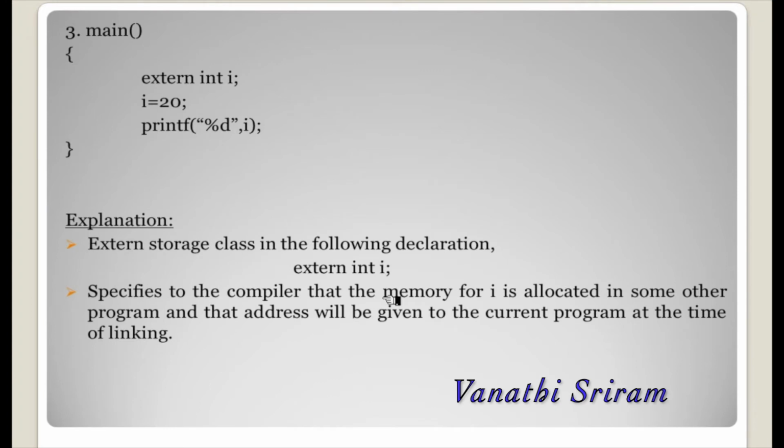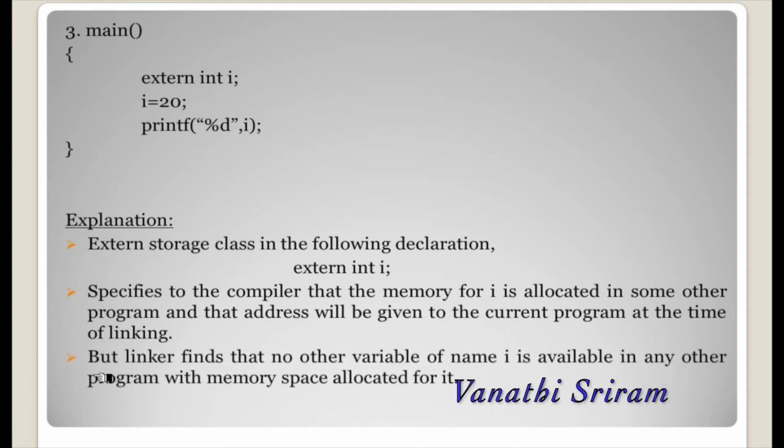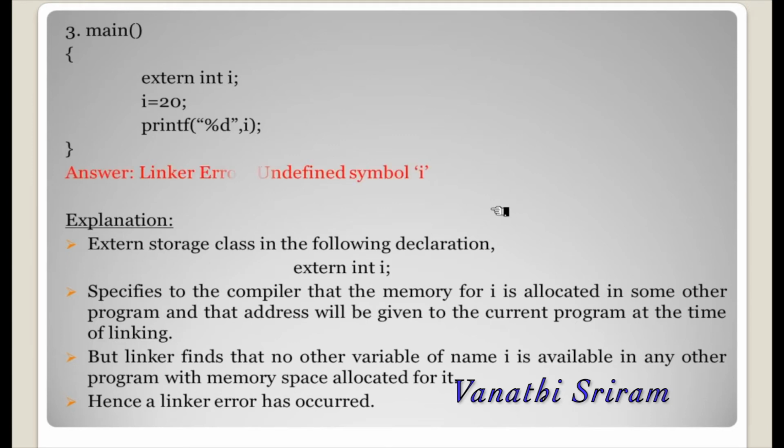The extern storage class specifies to the compiler that the memory for i is allocated in some other program and that address will be given to the current program at the time of linking. But the linker finds that no other variable of name i is available in any other program with memory space allocated for it. Hence, a linker error has occurred. So the answer is undefined symbol i, which is nothing but a linker error.